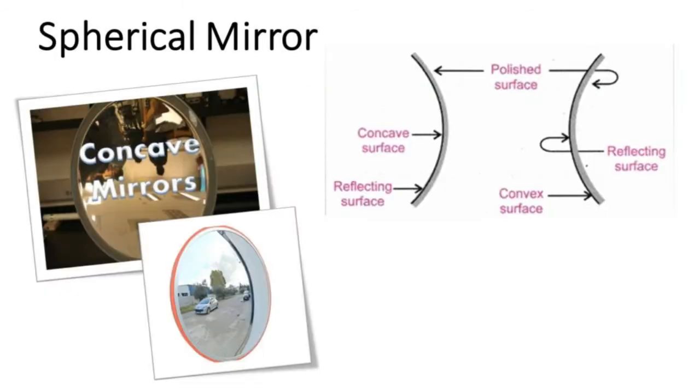Spherical mirrors. In curved mirrors, the reflecting surface can be considered to form a part of the surface of a sphere. Such mirrors whose reflecting surfaces are spherical are called spherical mirrors. In some spherical mirrors, the reflecting surface is curved inwards, that is, it faces towards the center of the sphere. They are called concave mirrors. In some other mirrors, the reflecting surface is curved outward. They are called convex mirrors.